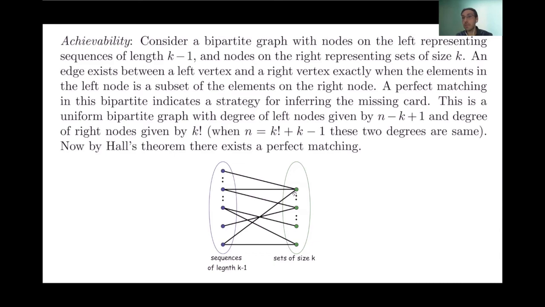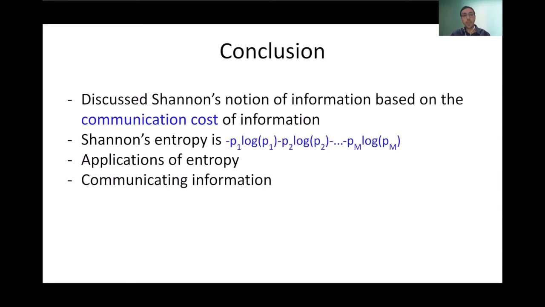So let me conclude my talk. First, I discussed Shannon's notion of information, which was based on the communication cost of information. I derived Shannon's entropy as minus P1 log P1 minus P2 log P2, etc., where P1 to Pm were probabilities of different possible answers. M is the number of possible answers, and the Pi are the probabilities of seeing different answers. I also gave you some applications of entropy. And finally, I briefly discussed the problem of communicating information.